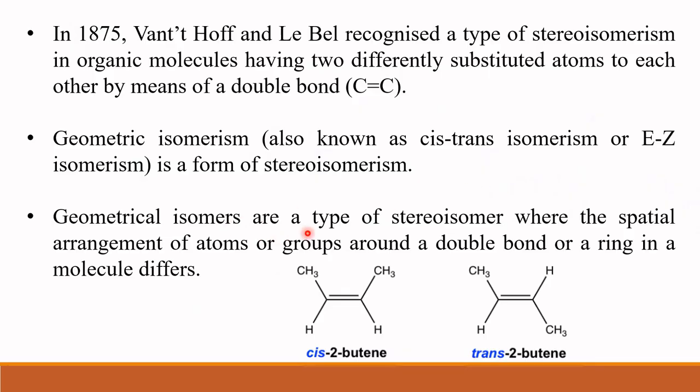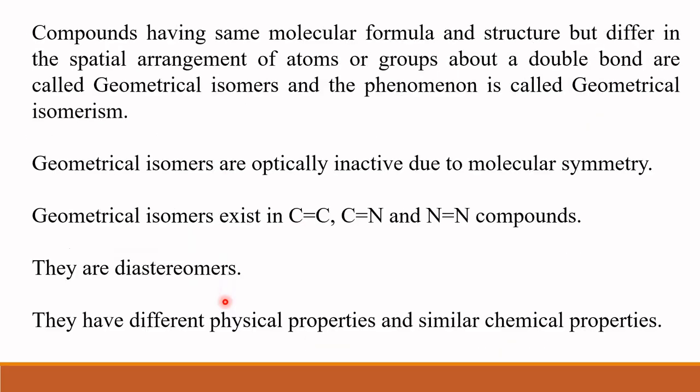Geometrical isomers are stereoisomers where the spatial arrangement of atoms or groups around a double bond or a ring in a molecule differs. Compounds having the same molecular formula and structure but differing in the spatial arrangement of atoms or groups about a double bond are called geometrical isomers, and the phenomenon is called geometrical isomerism.